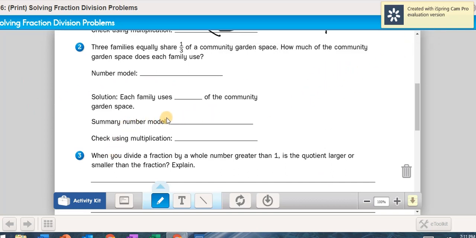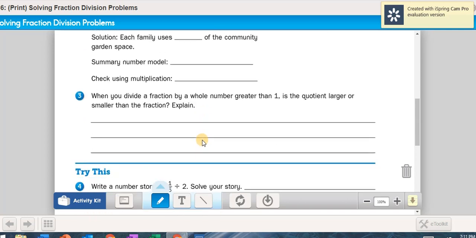Give me the summary number model with all of your numbers, your fraction and with your dividend, your divisor and your quotient, and then you're going to work the opposite direction. It's going to be a multiplication number model here to check your answer.